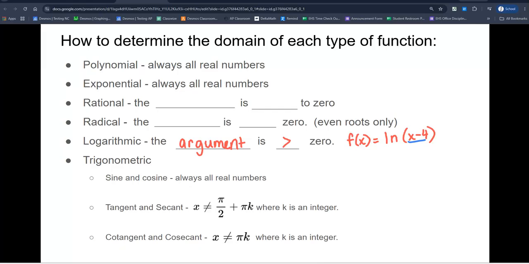Trig functions. Sine and cosine are all real numbers because those are just our waves, and they keep on going forever, right? They have no discontinuities. But tangent, secant, cotangent, and cosecant all have vertical asymptotes.